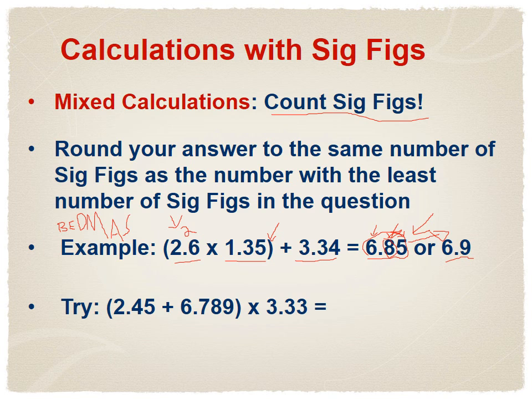Let's try this one here together. So you can actually pause the video, try it yourself, and afterwards we will check the answer. So you can put it in your calculator. You can do the 2.45 plus 6.789. And I know that that's an addition, but we're doing it first because it's in brackets, and you want to do the brackets first. That's the rule here. Once you do that, you can multiply it by 3.33, and we get 30.76587.